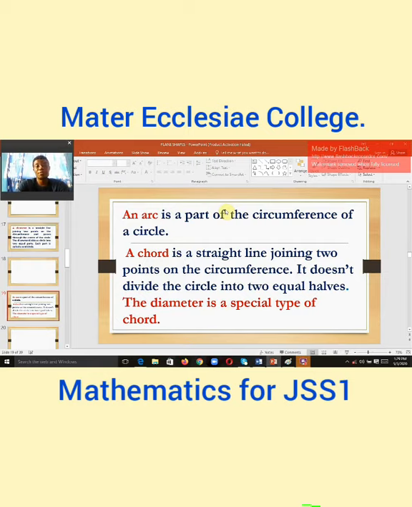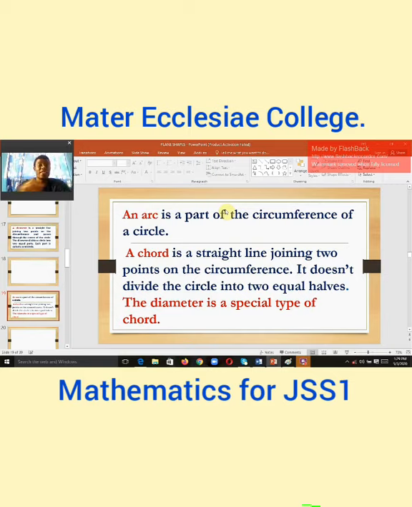But a chord can also be a diameter. So all diameters are chords, but not all chords are diameters. So what we're saying is a diameter is a special type of chord. Even that diameter I spoke of earlier is a chord.